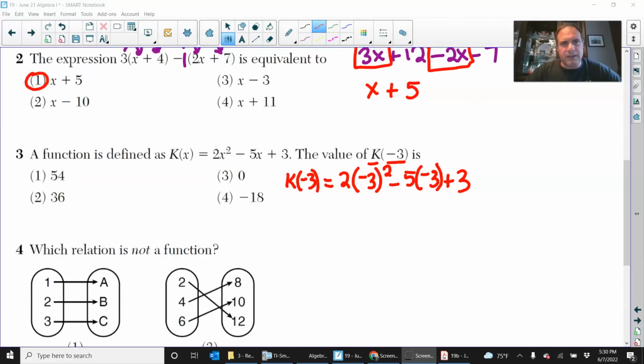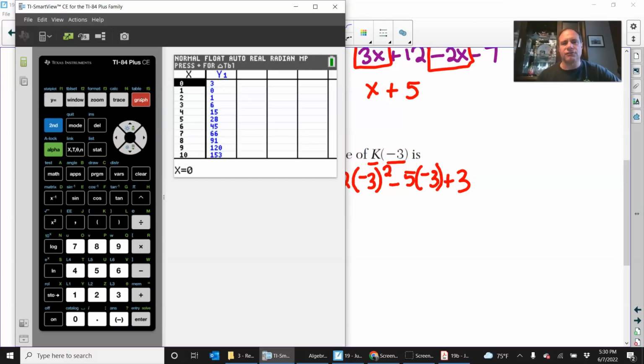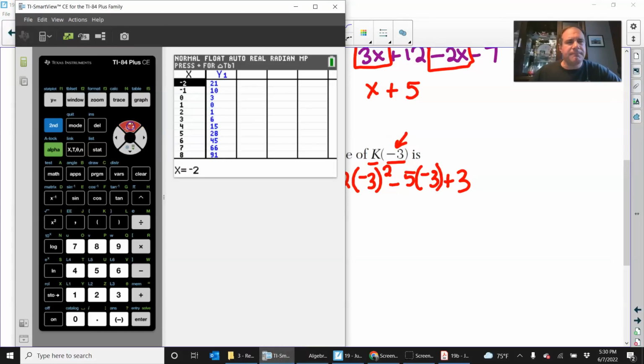So this is a little bit of a trick here. We're going to take this k of x right here, this whole thing, and we're going to put that directly into y equals. So once we have that y1, we're going to put 2x squared minus 5x plus 3, and we're going to press second function table, which is second function graph. We do not care about what the graph looks like. We want to see where that x is -3. So we're going to go right up to -3, and -3 is right here.